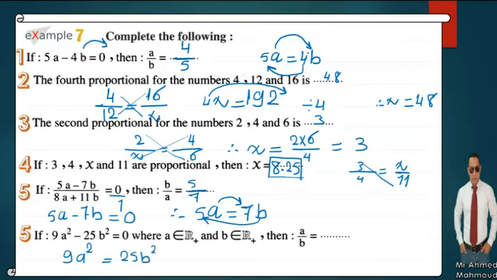25b². And then by taking the square root of both sides, therefore 3a equals negative or positive 5b. Therefore a takes 5 and b takes 3. Then a over b equals negative or positive 5 over 3. Okay, now I'm going to explain property number 3.